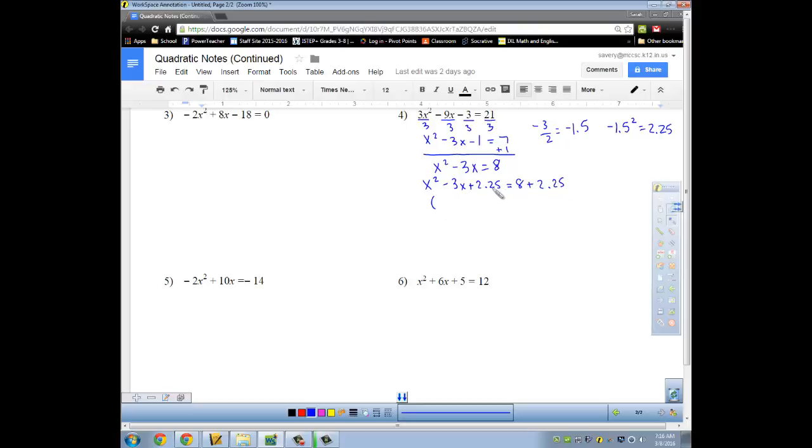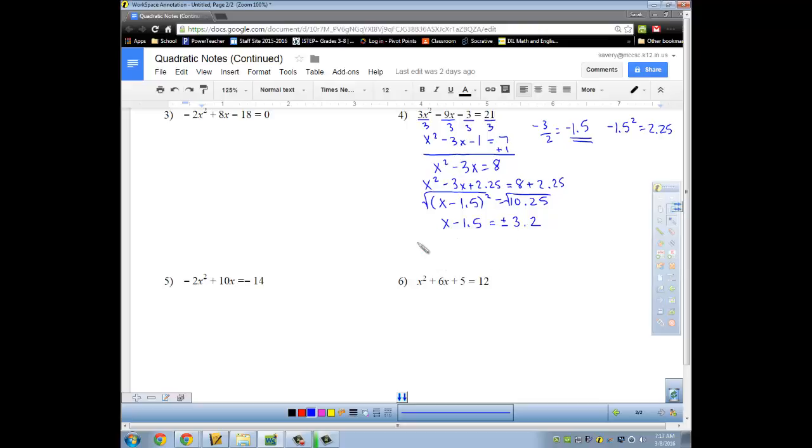So when I go to write the part on the left, remember we're just using this minus 1.5, so x minus 1.5 squared equals 8 plus 2.25 is 10.25. Take the square root of both sides. Left with x minus 1.5 equals, again, anytime you take the square root of a number, it's positive or negative. The square root of 10.25 is about 3.2 according to my calculator.